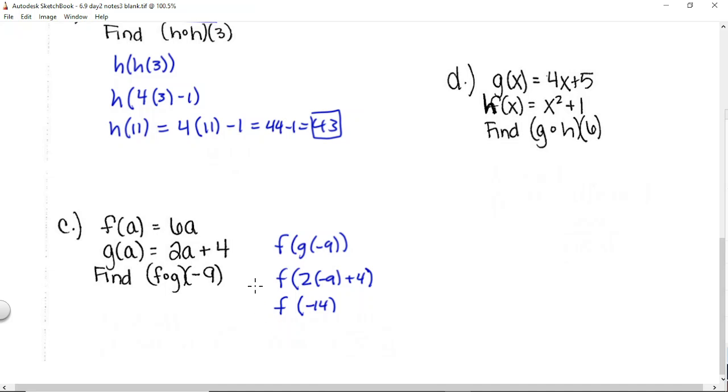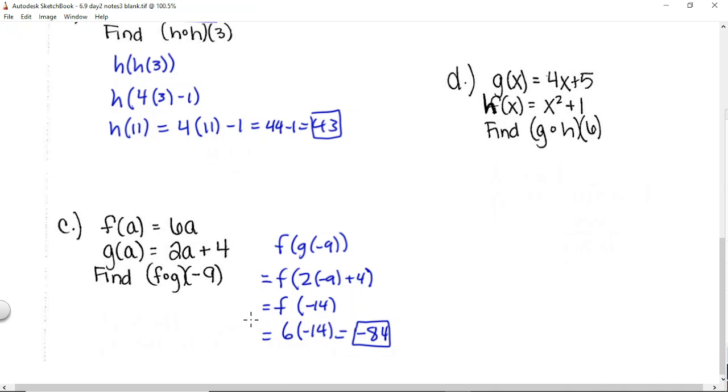And so f is just taking 6 times the variable. F of a is 6a. So f of negative 14 is 6 times negative 14. We're just plugging in negative 14 for a. And then we just calculate that, and that is negative 84. Okay, and now we could put equal signs for each of these.